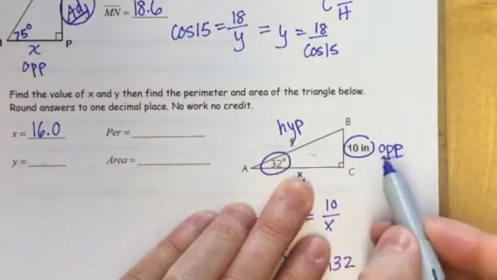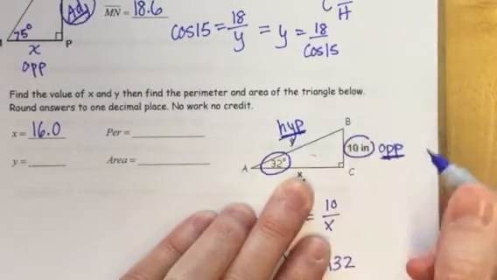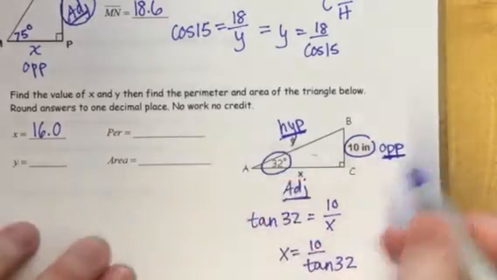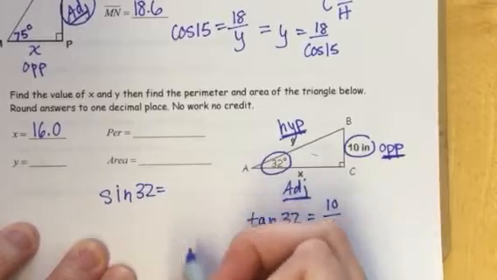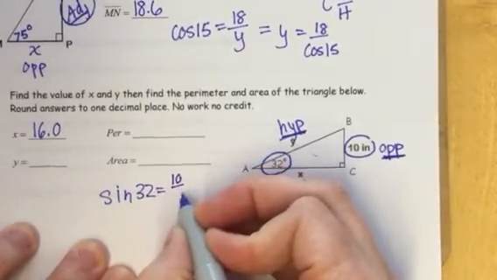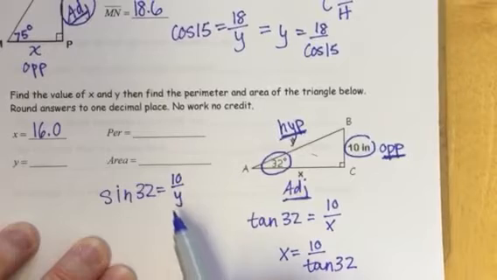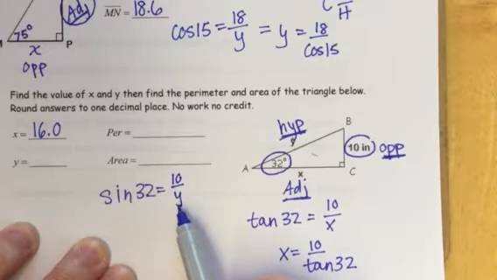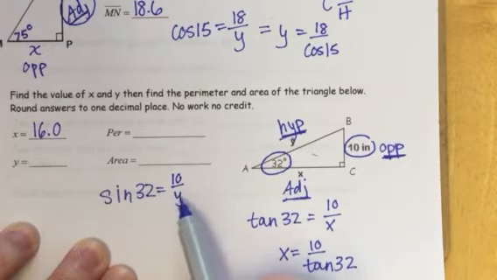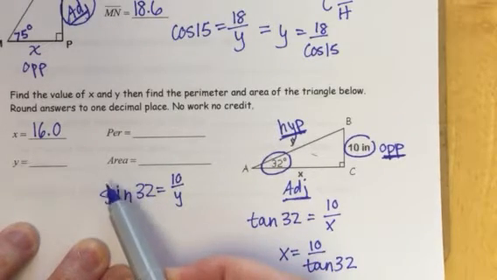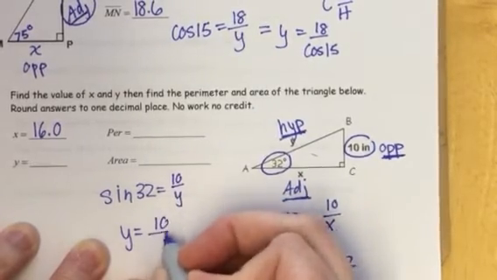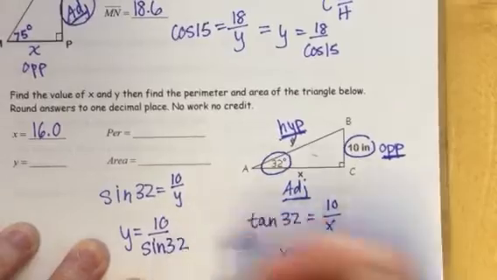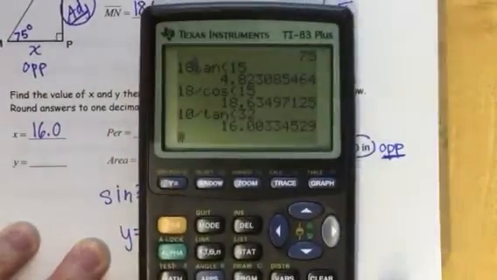To find y, I'm going to use opposite and hypotenuse, and that is the sine ratio. So we have sine of 32 is equal to opposite divided by hypotenuse. When we have the variable on the denominator, we're going to just swap those 2 around, right? It's mathematically sound because we could multiply both sides by y, divide both sides by sine 32. We would get the same thing, 10 over sine 32.